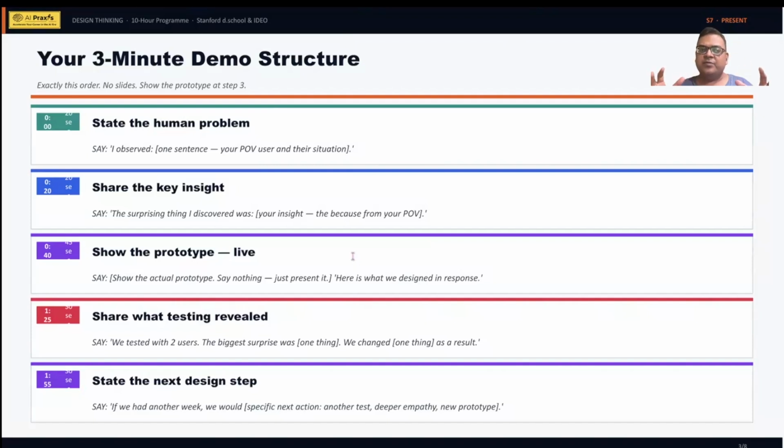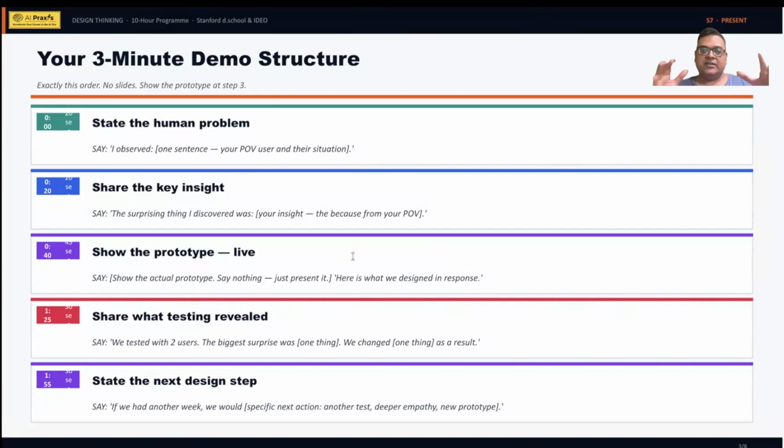So here is the 5-part structure you will follow, and the order is non-negotiable because each part does a specific job that the next part depends on. And if you skip or reorder any of these parts, the demo becomes less clear, not more personal.